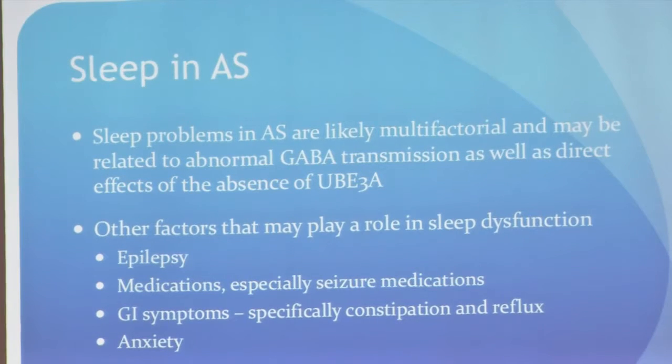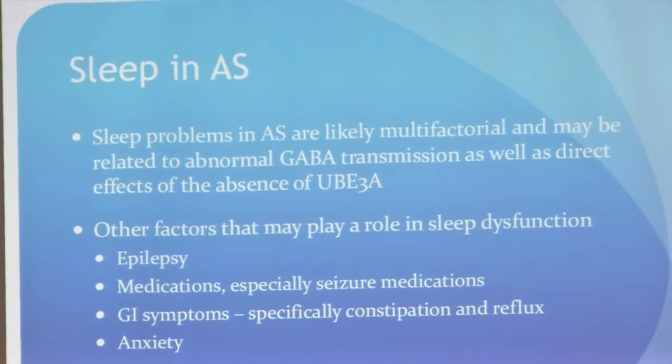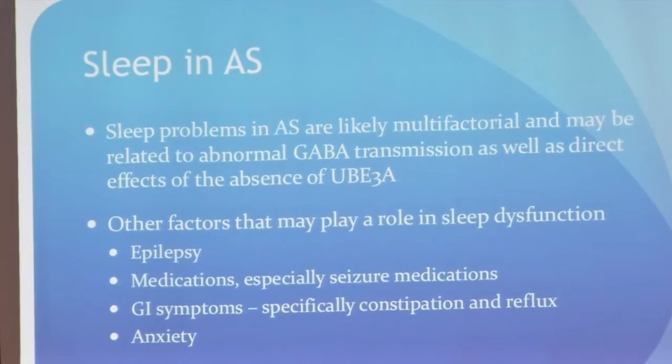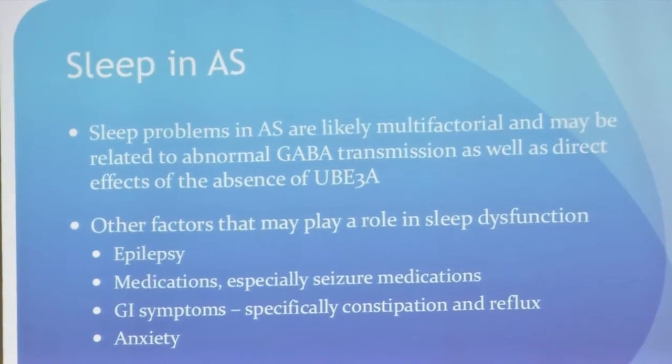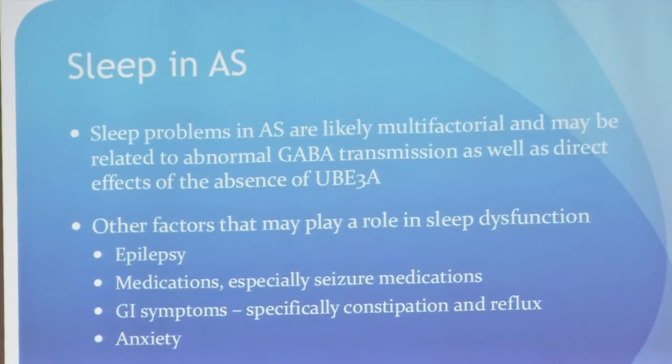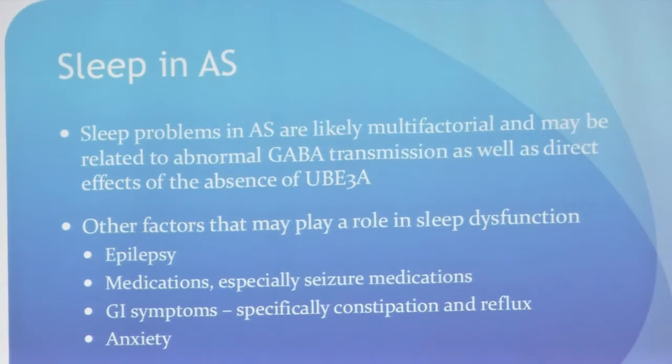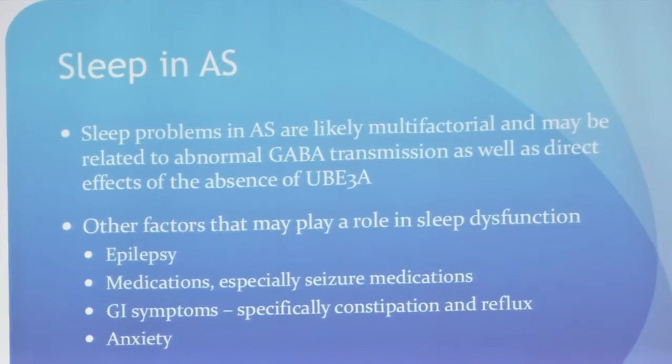There are many reasons. On a molecular level, going back to Stormy's talk, GABA transmission has always been thought to be the big thing in sleep. We know GABA helps to mediate sleep. When you give benzos, kids sleep better. But now there's also some evidence that UBE3A can directly act on the sleep cycle, so there's a complex interaction with the genes. Beyond that, if you're having more seizures, you're not going to sleep well. If you're on a seizure medicine that doesn't agree with you, you're not going to sleep well.